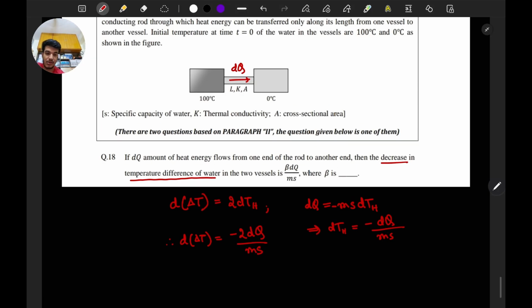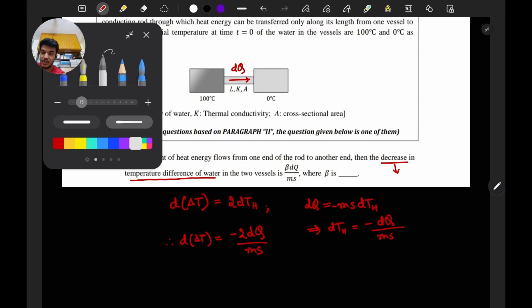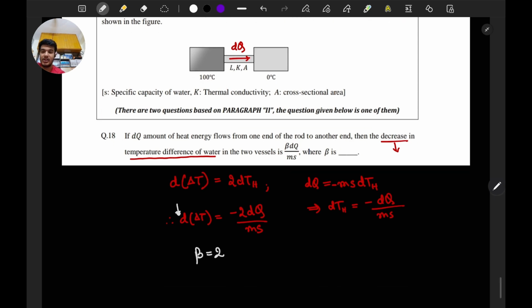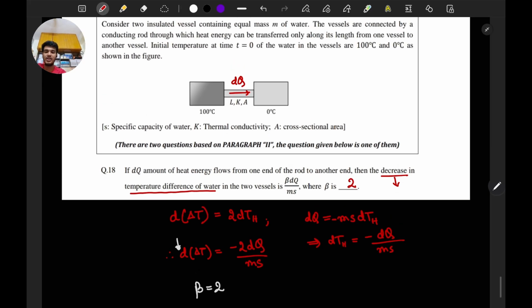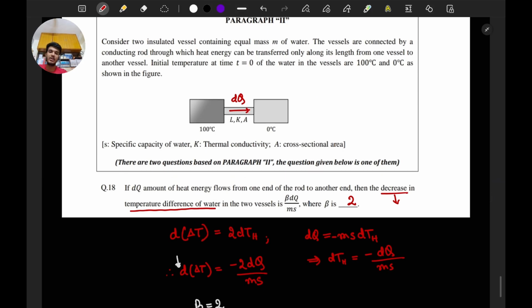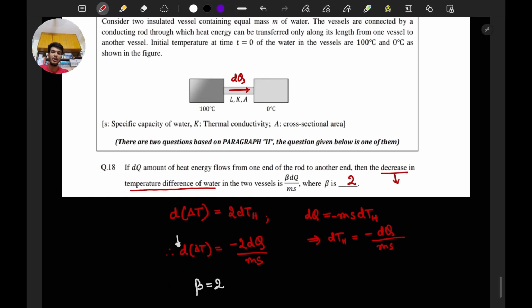As the question already says we want to find the decrease, the sign is good. This would be minus, so beta is not minus 2, beta is only 2, because the minus sign already indicates that d delta T is decreasing. So beta is basically 2 and we are done with this question also. The last two questions were very easy, just oral questions. And this marks the end of our solution video for the JEE Advanced 2025 sample paper released by IIT Kanpur. Thank you.